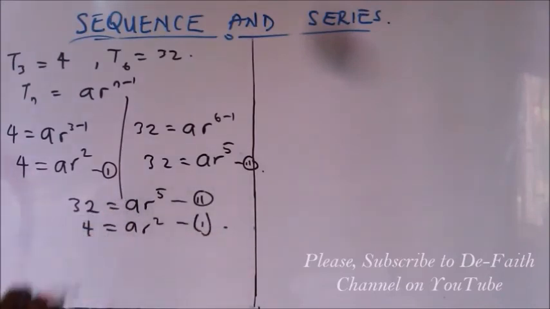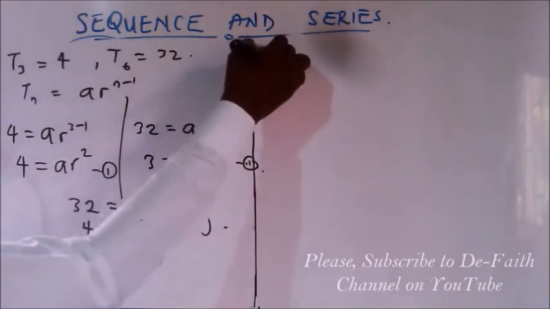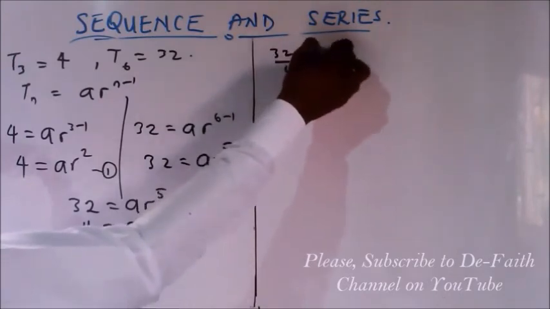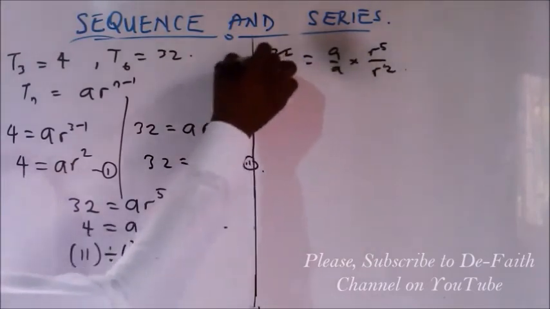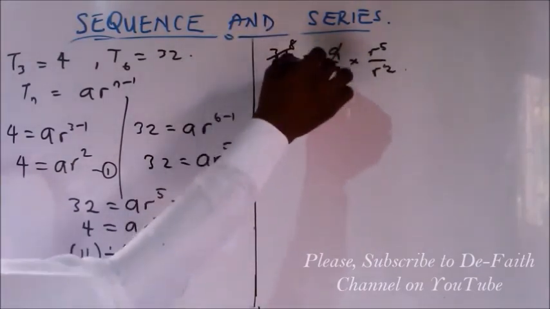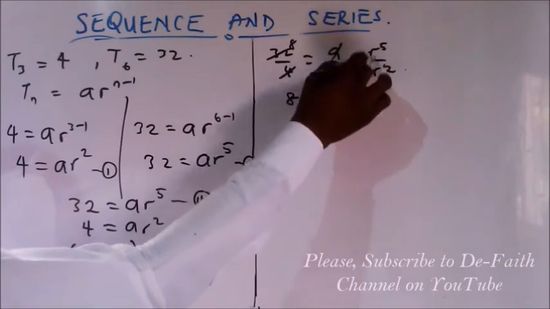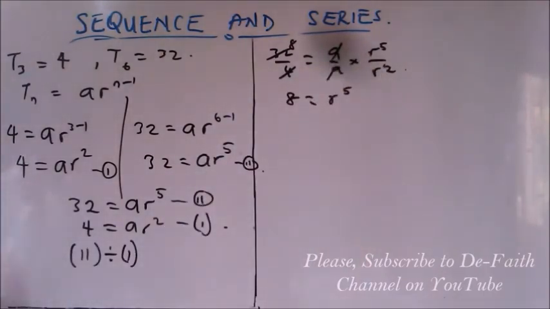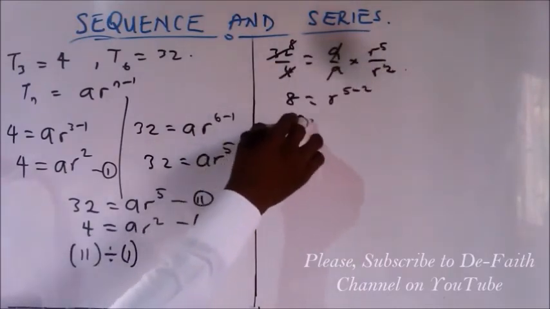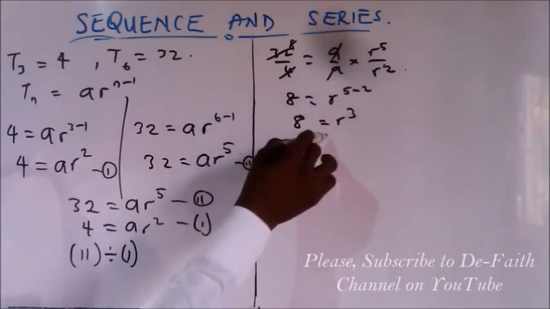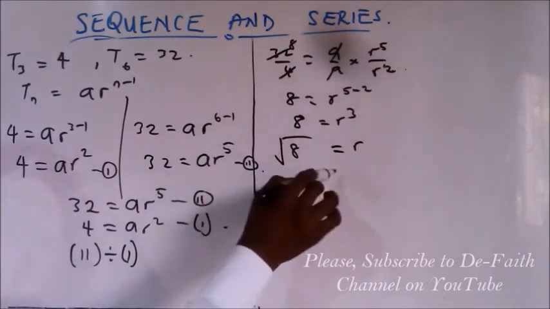We want to eliminate this A by saying equation 2 divided by equation 1. And so we'll have 32 over 4 equal to A over A, and then R raised to power 5 over R raised to power 2. 32 over 4 gives us 8. Then A cancels A. We have 8 equal to R raised to power 5 over R raised to power 2. This R and R are the same, except that the powers are different. And so you subtract the powers, 5 minus 2. So 8 equal to R raised to power 3. We have R equal to, the 3 comes over here and becomes cube root of 8. So R equal to 2.